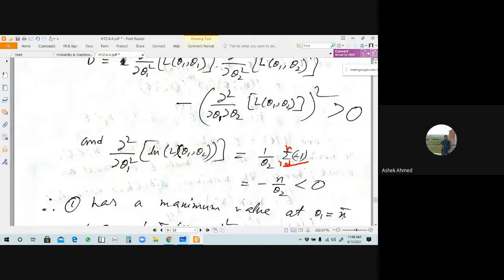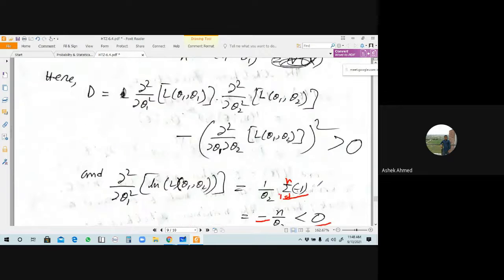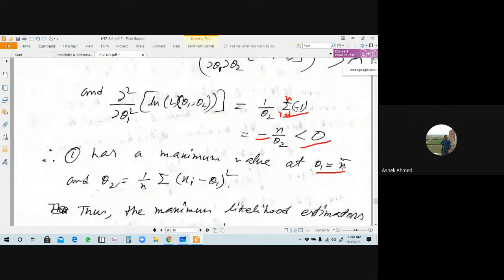Okay, then now, in both cases minus, you can take the minus common. Summation of 1 over i equals 1 to n, what do you mean by this? This is 1 times n, so that will be n. So this will be minus n by theta 2, that will be less than 0. So L has a maximum value at the point theta 1 equals x bar. Theta 1 is x bar, we directly got it here. And the value of theta 2 is here.